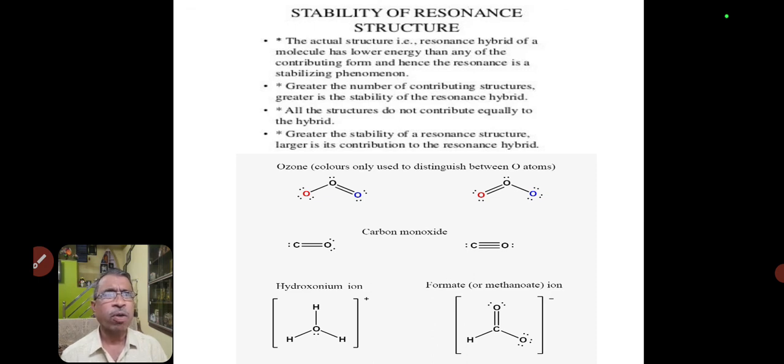Greater the number of contributing structures, greater is the stability of the resonance hybrid. All the structures do not contribute equally to the hybrid. Greater the stability of a resonance structure, larger is its contribution to the resonance hybrid. In this, once again, the resonating structures of ozone, carbon monoxide, and hydronium ions are given.